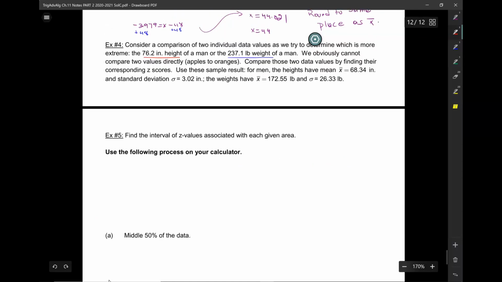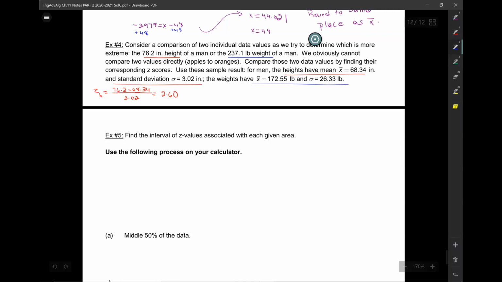Look at what we've been given here. You're given that heights have a mean of x bar and a standard deviation of this. Weights, same. So let's find the z for the height: 76.2 minus 68.34 over 3.02 is 2.60. So that height is 2.6 standard deviations away from the mean.